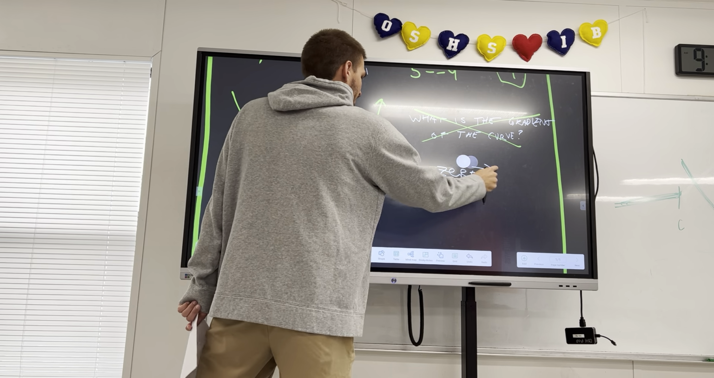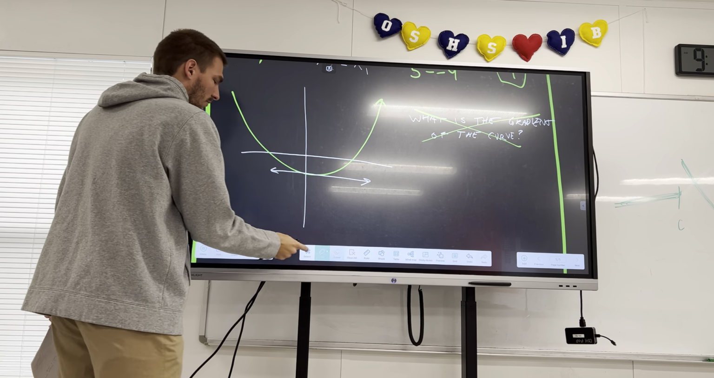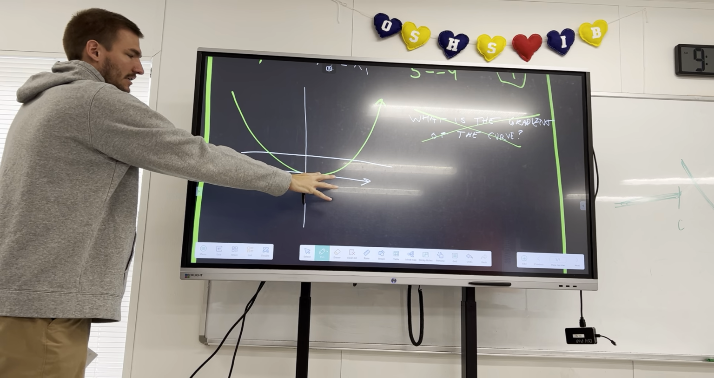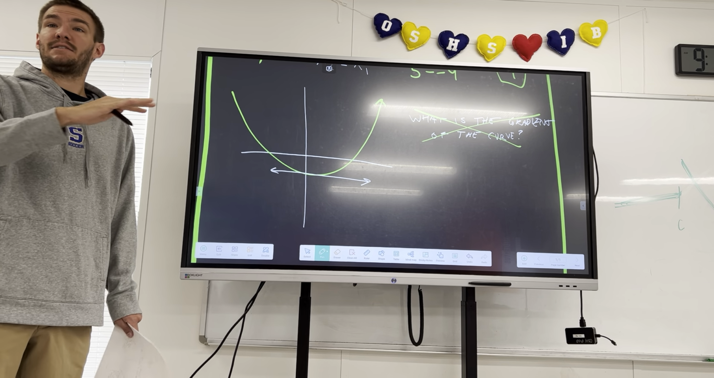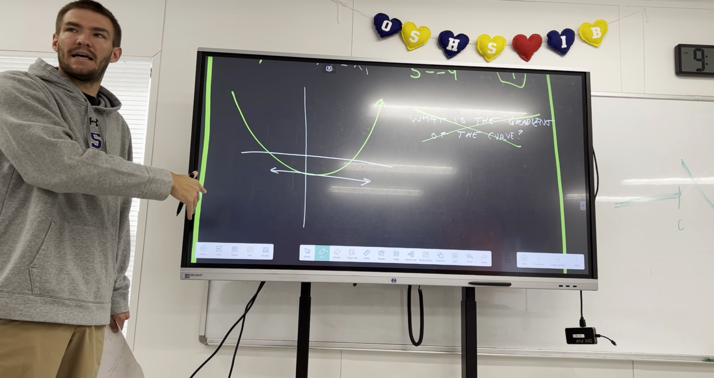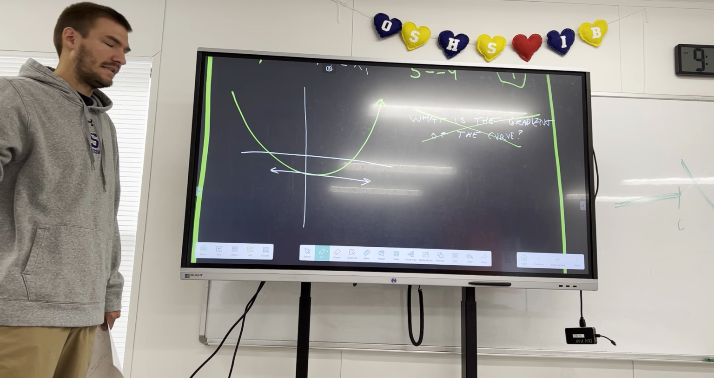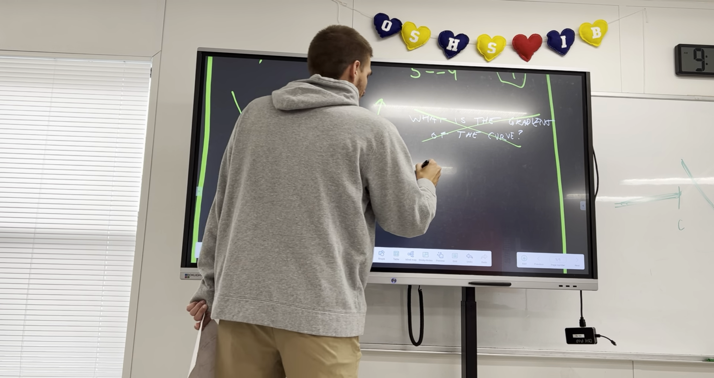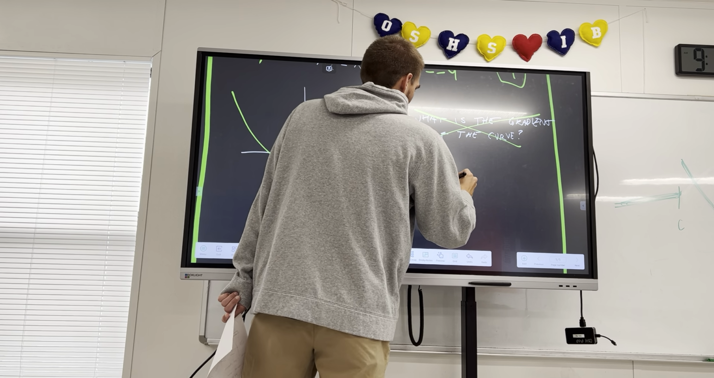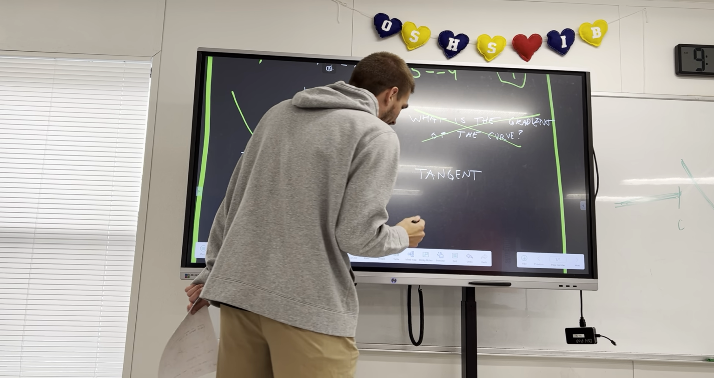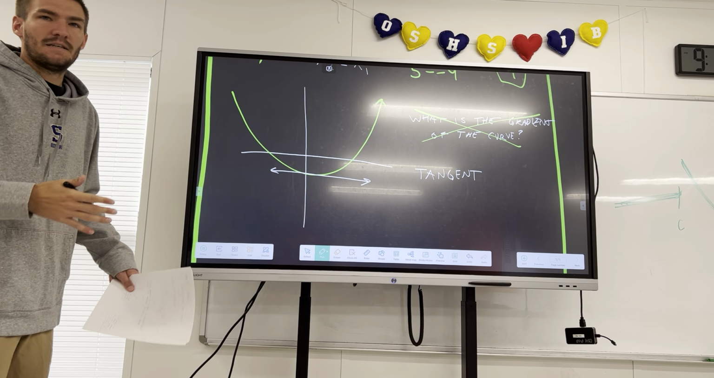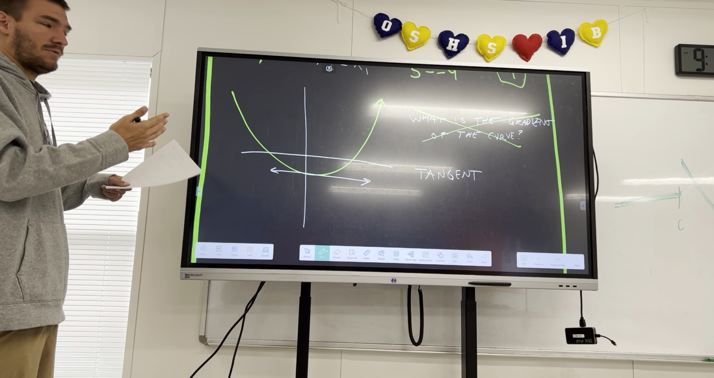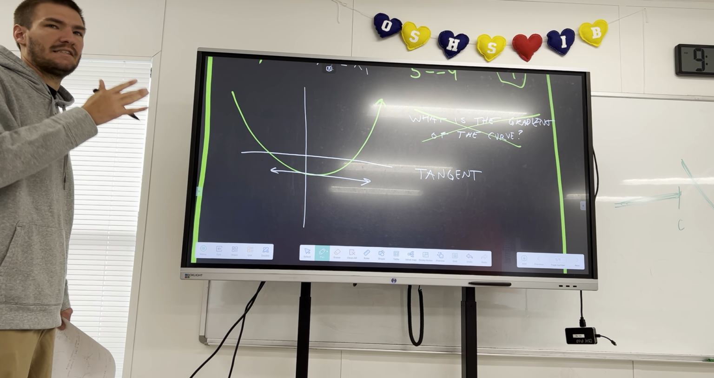Before we move on, when I did this thing here, put the line next to the curve, you guys know what that's called? Tangent line. Nice job. Excellent. So we have a tangent line, which is adjacent to our curve, which touches our curve at exactly 1 point.